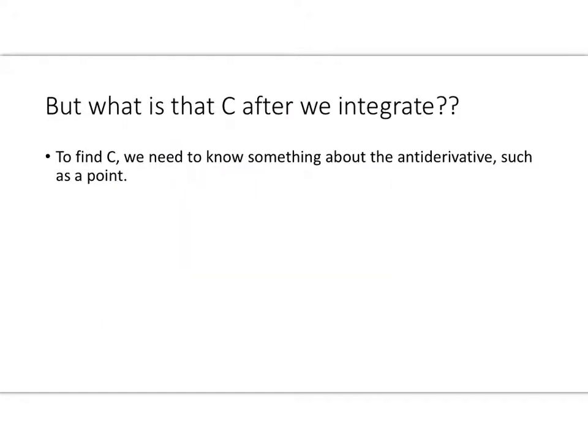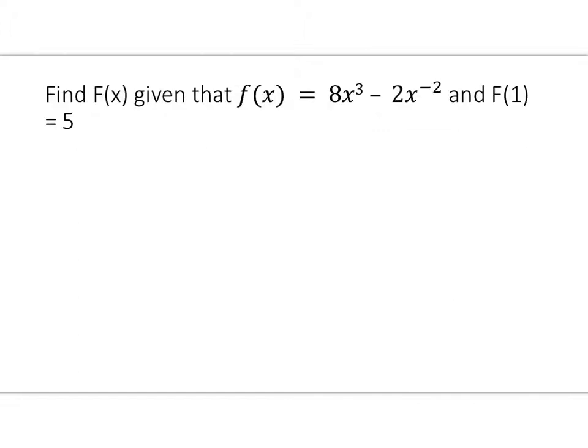Okay, but a lot of times we want to be more specific. We want to know what was the specific function we started with. And in order to do that, we're going to need to know something else about the antiderivative, such as a point that satisfies the antiderivative. So for this problem, we want to find capital F of x, the antiderivative, given that f of x is 8x to the third minus 2x to the negative second, and f of 1 equals 5. So remember, this is that weird notation. They're telling me that f of x is already the derivative. So I'm just going to rewrite that.